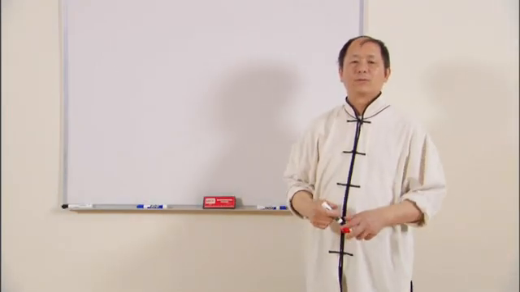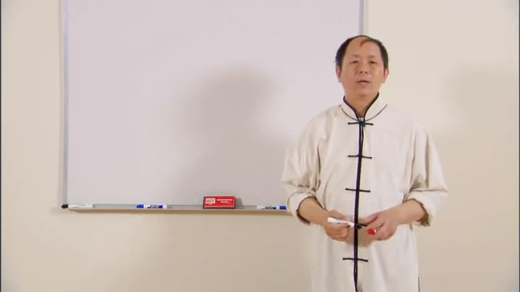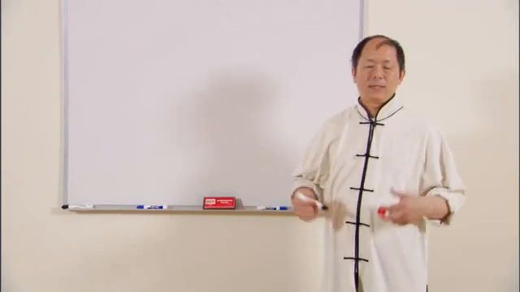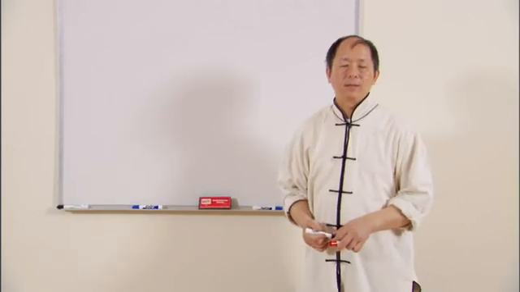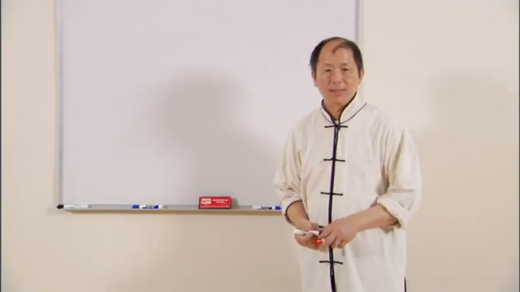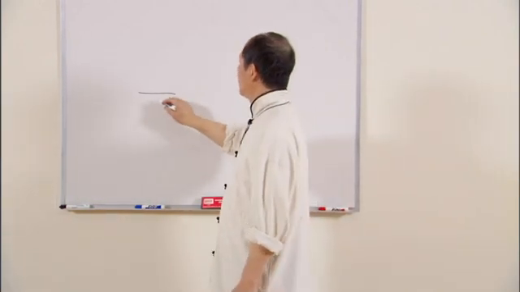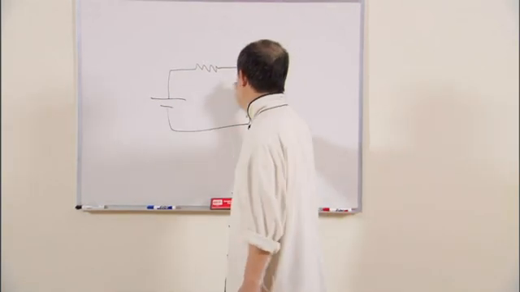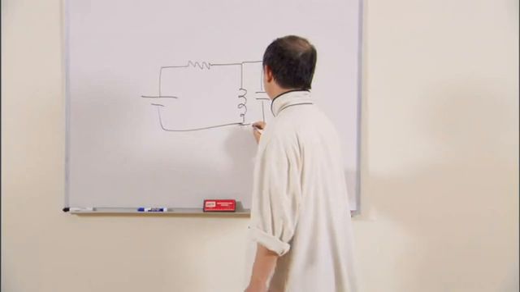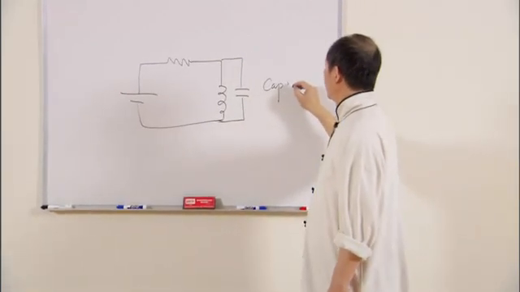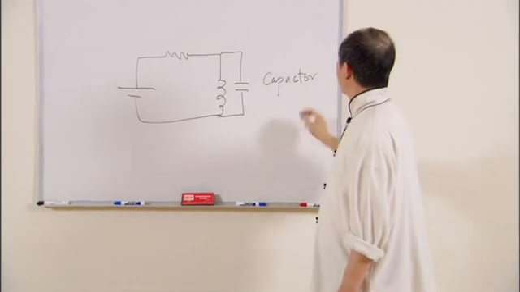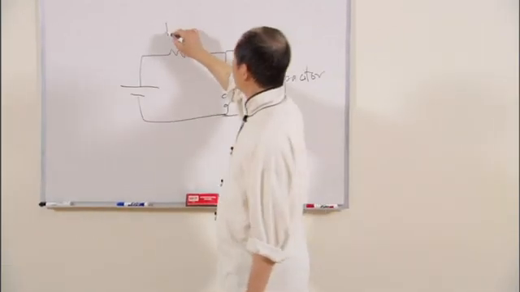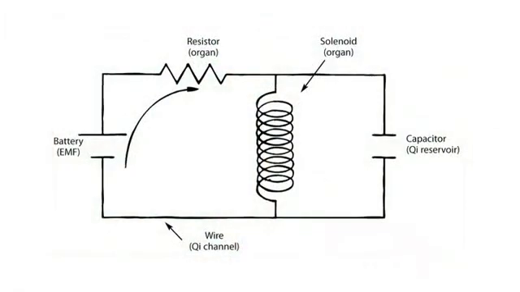Finally, I want to conclude this one. Conclusion, I want you to compare the body structure, the electric network, with the outside network, and see how similar it is. Okay, you can see this structure in the radio. This is a capacitor. This is a resistor. This is a battery. This is a solenoid. The electricity comes this way.